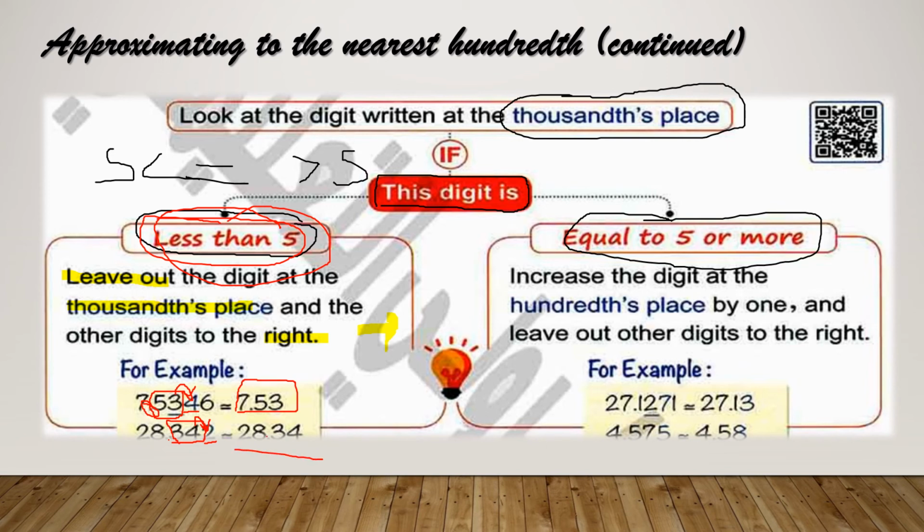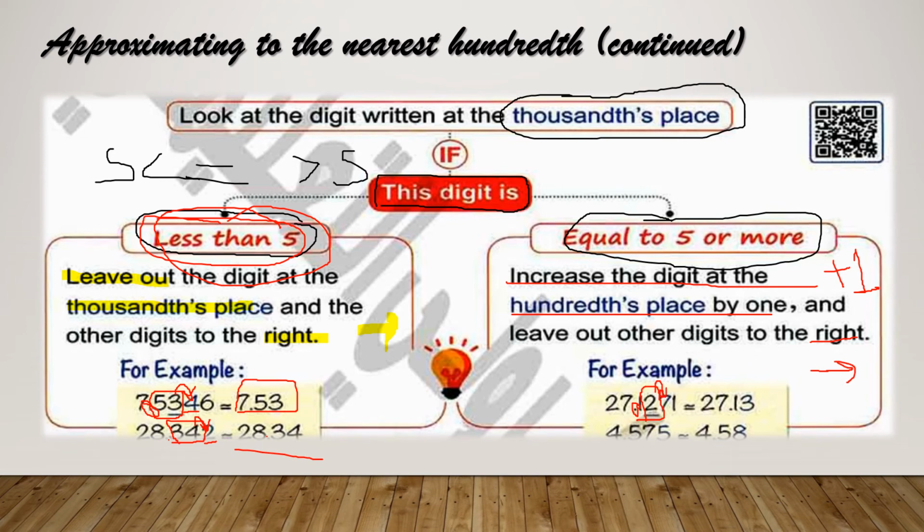Let's take this one: 28.342. The two digits after the decimal point are 3 and 4, and the last one is 4. The one beside it is 2, and 2 is also less than 5, and this means that we're going to leave the 4 as a 4. It's going to be 28.34. And if it is equal to 5 or more, we increase the digit at the hundredths place by 1.